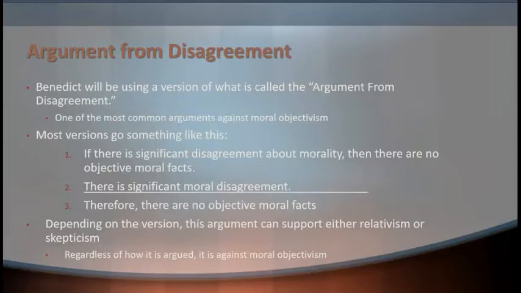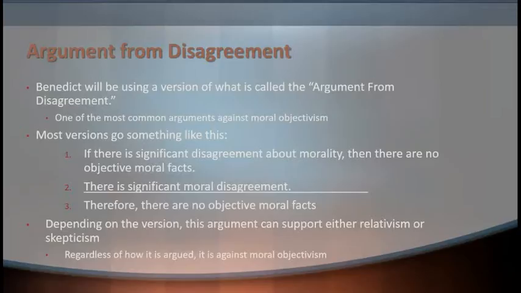Now, Benedict in particular is going to be using a version of what we can call the argument from disagreement. And this is one of the most common arguments you can use against moral objectivism. Most versions of the argument go something like this. This is just a skeleton that most of these arguments have in common. The argument usually goes something like: if there is significant disagreement about morality, then there are no objective moral facts. There is such significant moral disagreement, therefore there are no objective moral facts.